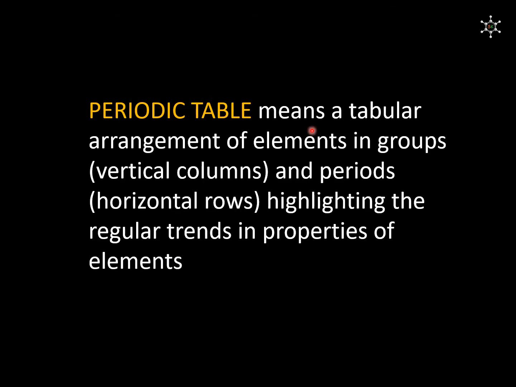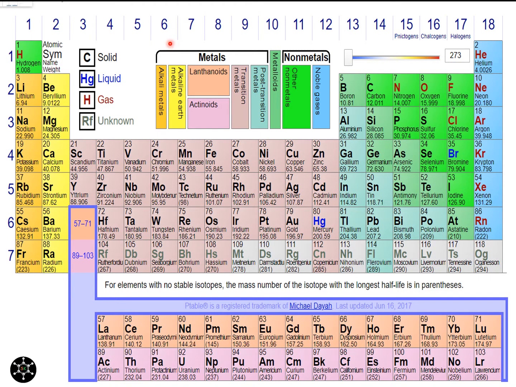Periodic table means a tabular arrangement of elements in groups and periods, highlighting the regular trends in properties of elements. This is how the modern periodic table looks. We can see there are 18 vertical columns called groups, and 7 horizontal rows called periods. The rows we see down below are part of the 6th and 7th periods. Elements 57 to 71, instead of being shown over here, are shown in a row down below. In the same manner, elements from 89 to 103 are listed there.